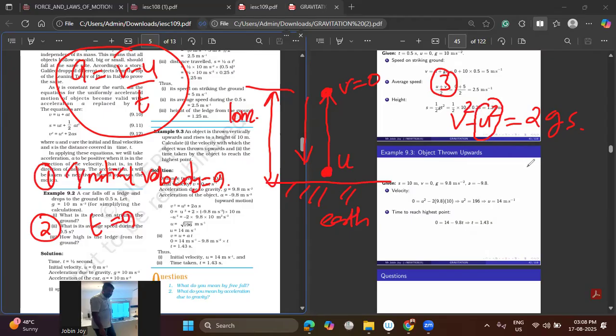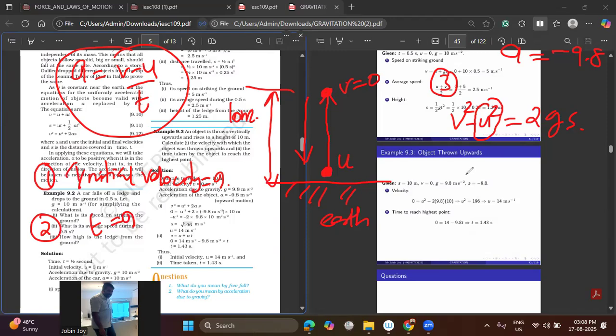Final velocity is 0. And here, what is the acceleration? Final velocity is 0 and initial velocity is a big number, so 0 minus a big number means the value will be negative, right? So acceleration will be negative. We know that acceleration due to gravity is 9.8, so here you are taking acceleration as minus 9.8.